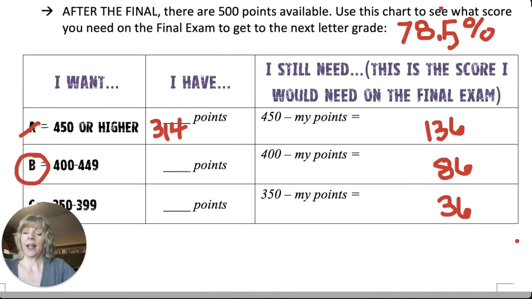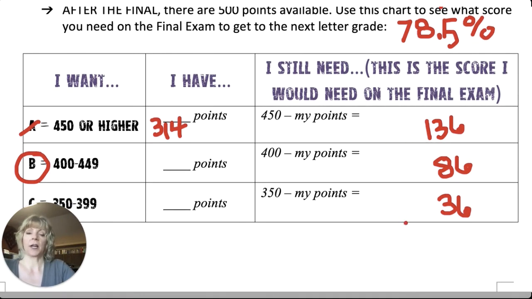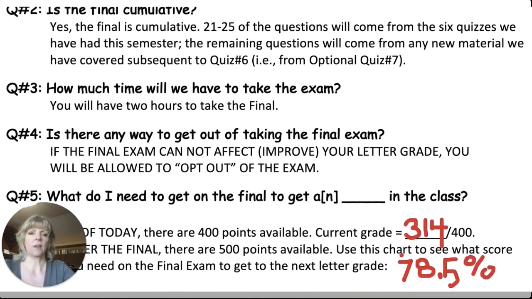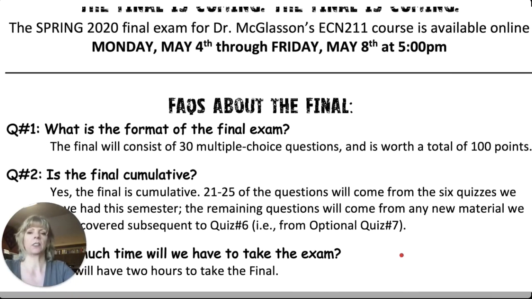So if it can't help you, if the numbers say that you couldn't possibly raise your grade above where it is now, usually that happens if you're in the very low zone. Like if you had a very low C, the final's not going to bump you up to a B. If you had a very low B, it's probably not going to bump you to an A. In those cases, if it can't help you, then I won't make you take the final if you don't want to take the final. So I'm hoping that this answered all of your questions. If you have other questions, please do let me know.